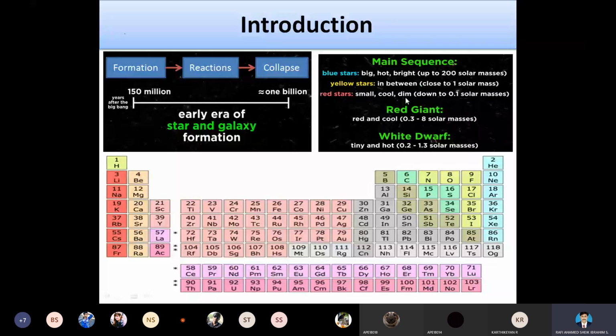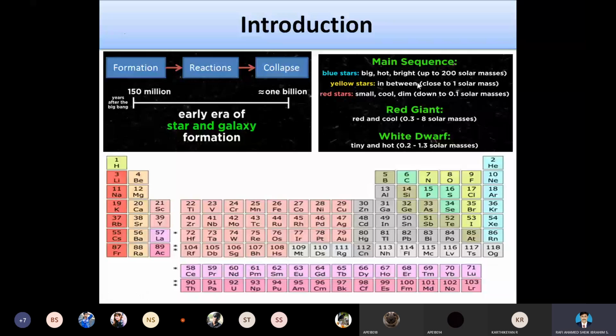Here we have shown a blue color as well as a red color. The red color indicates the coolest medium, and the blue color indicates the hottest medium. Here we have shown some examples. The blue star is big, hot, and bright. The mass is up to 200 solar masses. The lifetime of the star is based on its mass. Already we have mentioned the lifetime for a small solar mass and for a very large solar mass.